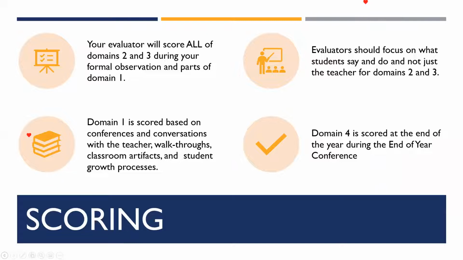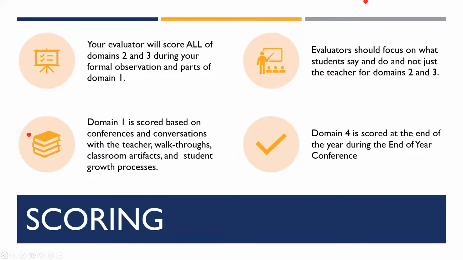Let's talk a little bit about scoring. When your evaluator comes in to do a formal observation, the domains they will be scoring are all of domains 2 and 3 and some of domain 1. If you recall, when we were talking about that domain rubric earlier, part of the items they use to score you is pre-conferences, because they're going to talk about what your data looks like, and how you are determining what you need to teach and how you need to teach it. They're going to be looking at all of those aspects, but some of domain 1 will be scored during that formal observation.